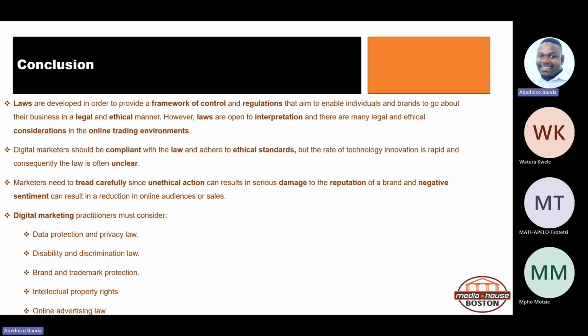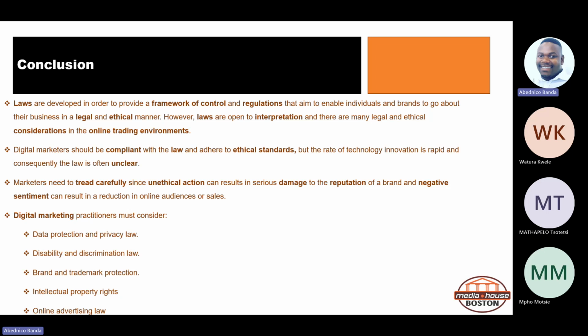So in conclusion, laws are developed to provide a framework of control and regulations that aim to enable individuals and brands to go about their business in a legal and ethical manner. Otherwise, if there are no laws, no regulations, there will be complete chaos in the digital community, complete chaos online. We saw the chaos that came with Donald Trump on Twitter. It was huge. Warnings came, warnings went, and in the end he was kicked out of Twitter. I don't know what is happening with his social media platform called The Truth. I don't know if it's revealing any truths there.